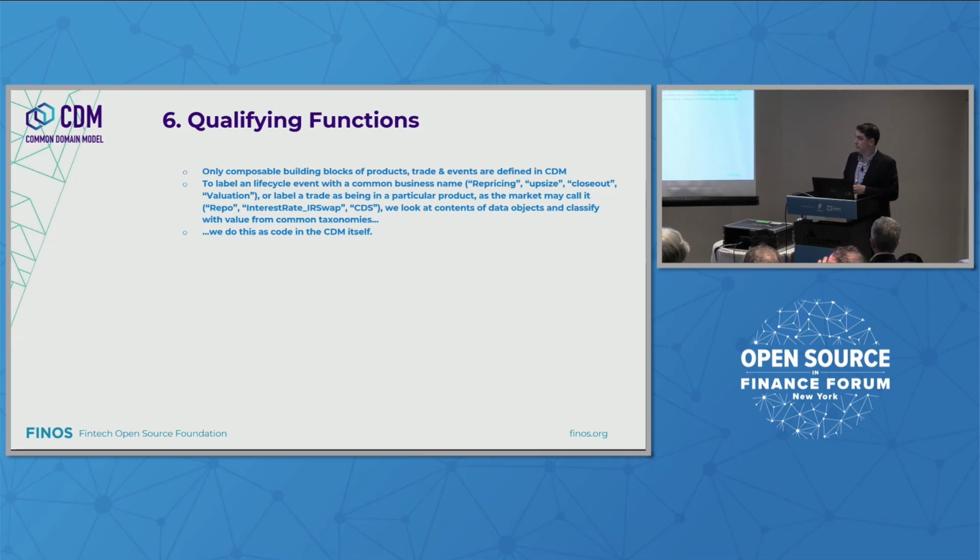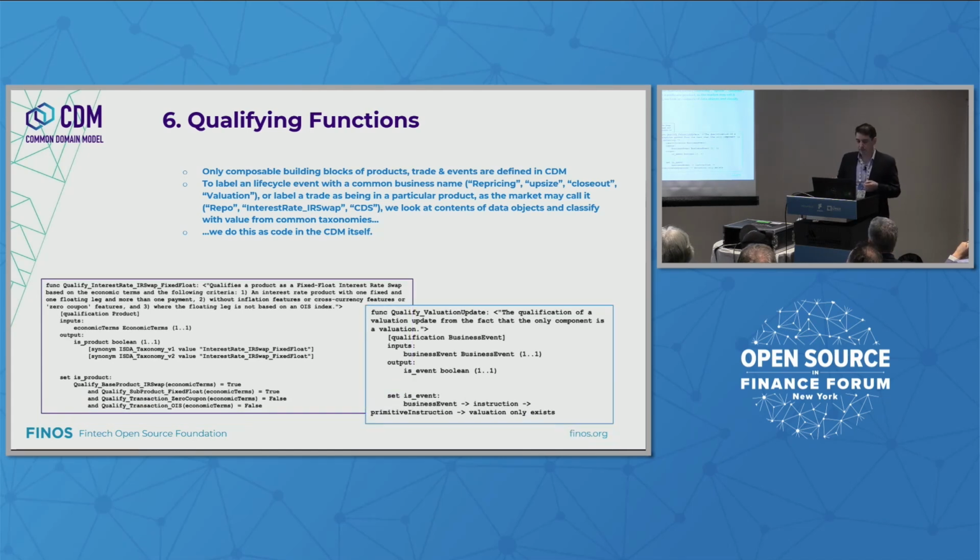Okay, so qualifying functions related to what we've seen. So remember, we have the event model, which is components, smaller components that define business events. We have the product model where payouts define more complex products, okay? So there are only composable building blocks of products, trades, and events defined in the CDM, right? So to label something as a trade in a particular product, we have to look at the pattern. We have to look at the trade and say, what does it look like? Has it got two payouts in it that make it look like it might be an interest rate swap? And that's how we do it. We do it as code.